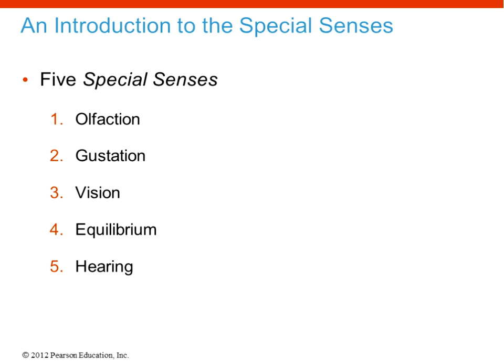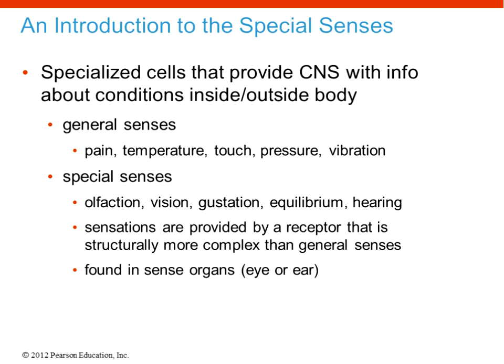So, first thing we're going to do when we talk about the senses is understand that there are special senses as well as general senses. Special senses, as you can see listed here, are olfaction, gustation, vision, equilibrium, and hearing. We are going to focus on vision, equilibrium, and hearing, as those organs, the eye and the ear, are responsible for those sensations. And special senses are things that require a sensory organ that is at a higher level of complexity than just for the general senses.